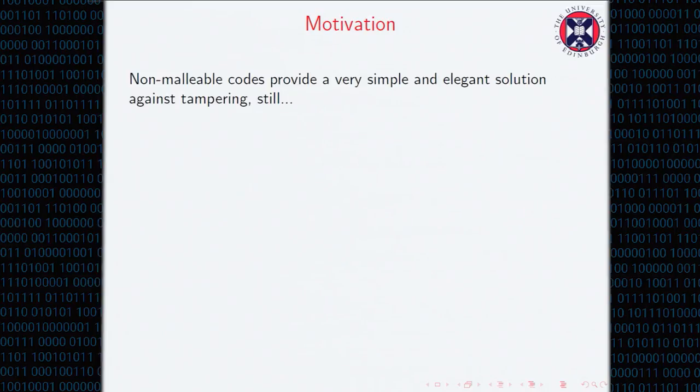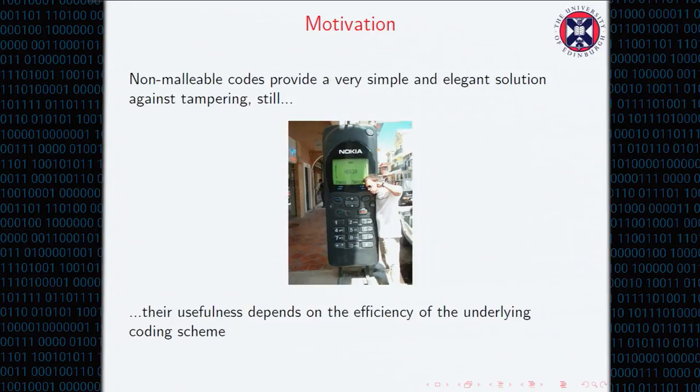So this primitive gives us a very easy, elegant and simple solution for a practical problem. We would like to have non-malleable codes in our mobile phones, everywhere. The final size of the circuit may be a problem, so we need to avoid scenarios like that. We don't want the size of our cell phone to be like that. So the applicability and usefulness of the primitive depends entirely on the efficiency of the underlying primitive.